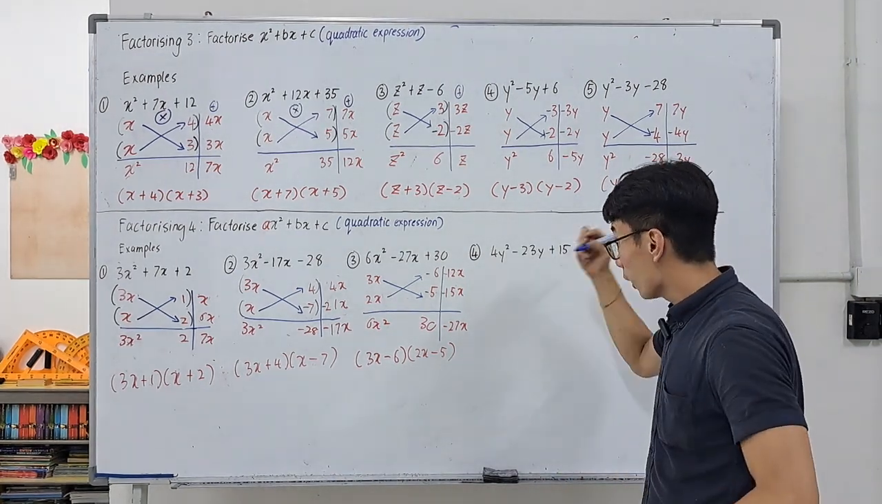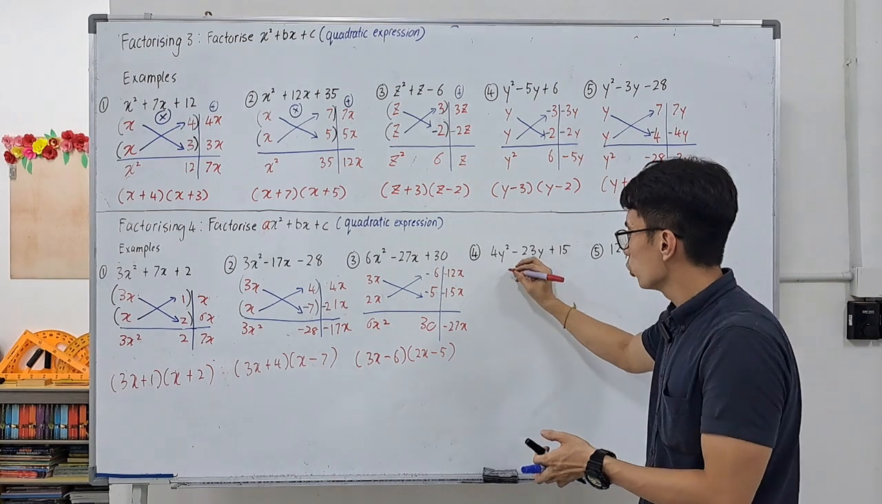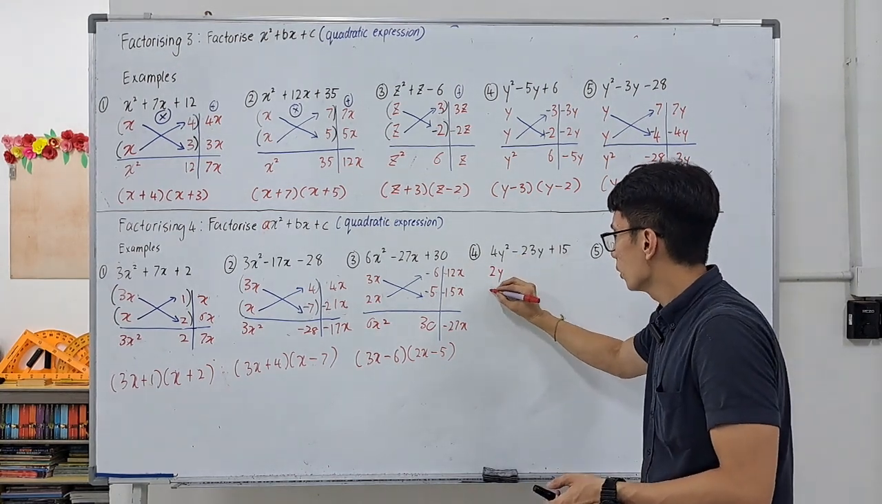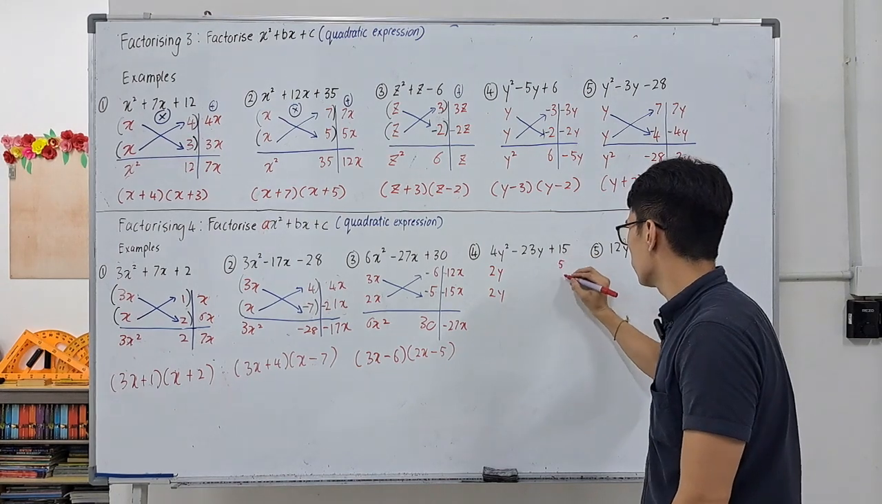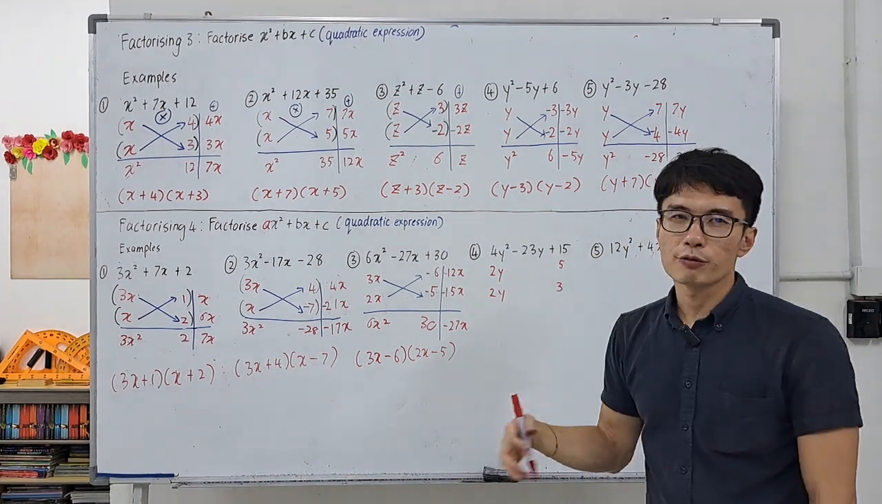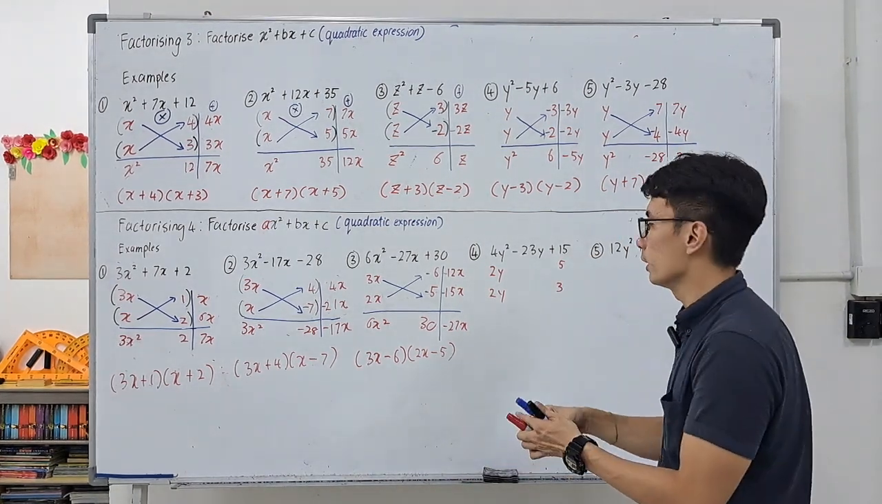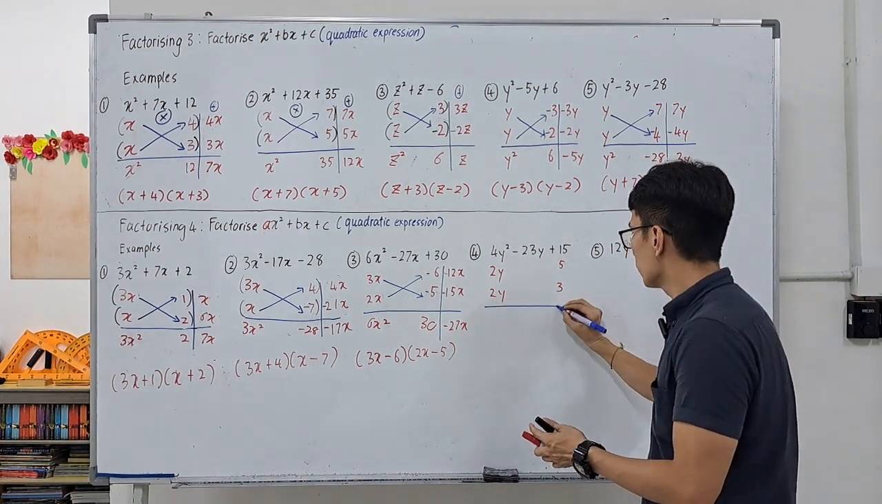So for 4y squared, I think I will just choose 2 times 2. That sounds promising. And for 15, I think I will just choose 5 and 3, because that's the first pair of numbers that I can think of directly. So let's see what's going to happen.